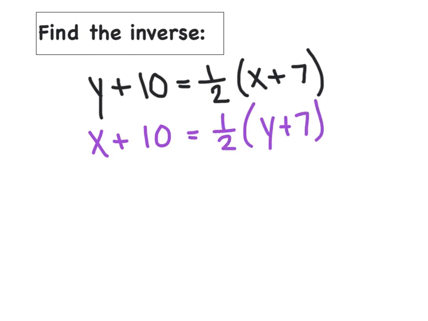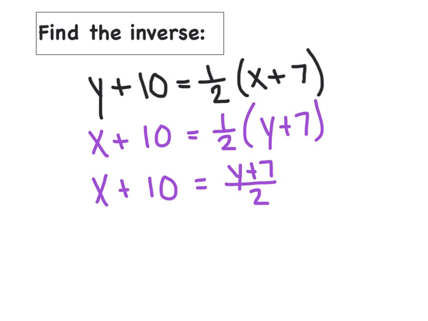What would you do from here? This is a great question. Now remember, we're trying to get the y by itself. And again, there are multiple ways that we could approach this. Now I'm going to rewrite this right-hand side. I'm going to say the quantity y plus 7 divided by 2. And that's equivalent to what I have right here.